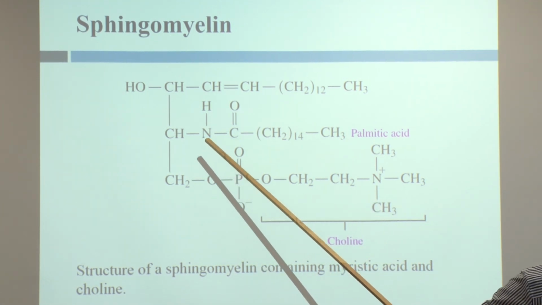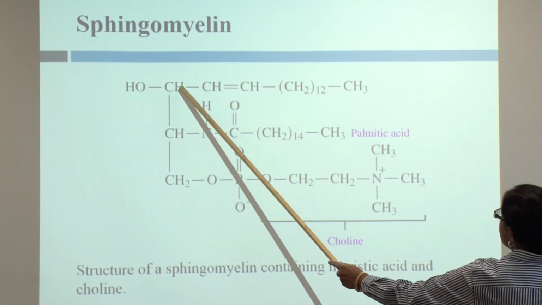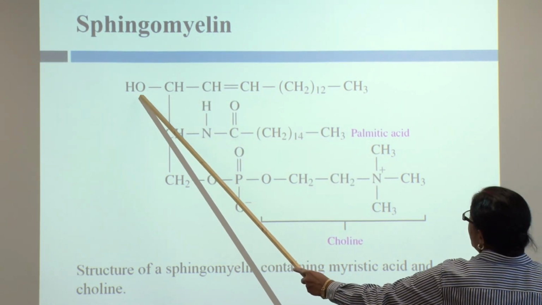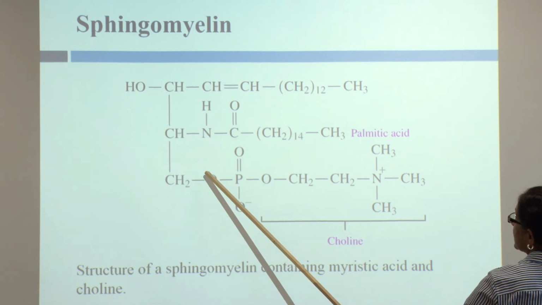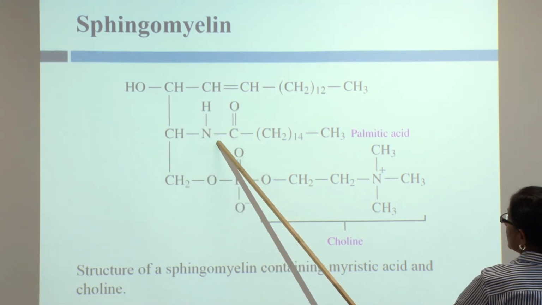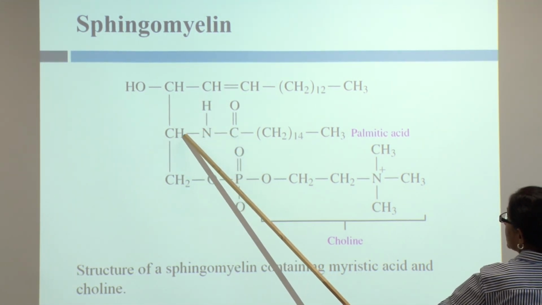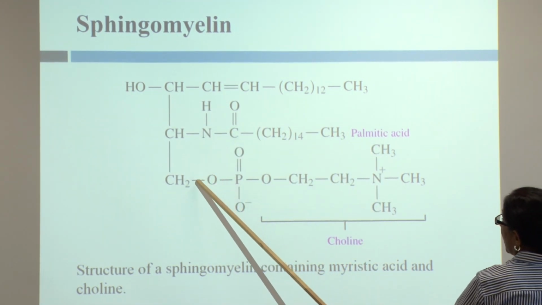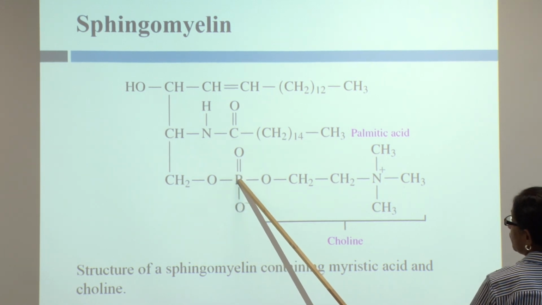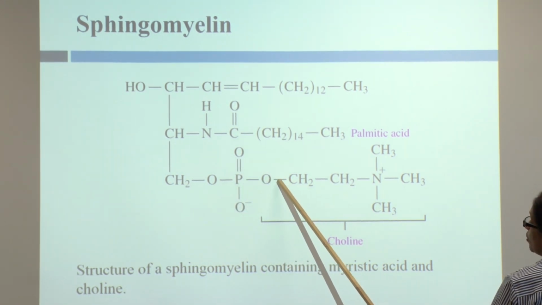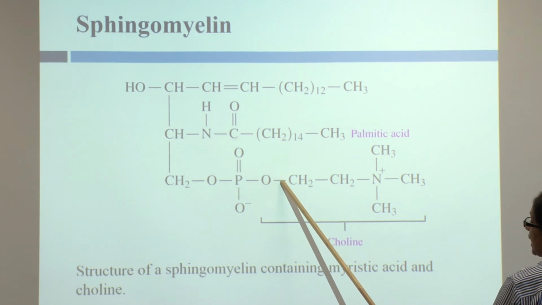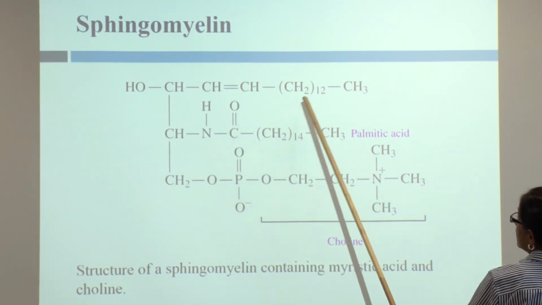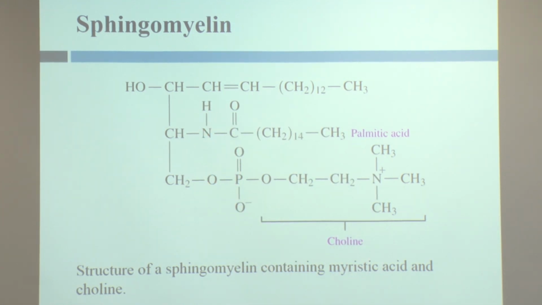So there is your sphingosine molecule. This is a part of the sphingosine molecule. The only bonds that we are seeing are an amide bond with the amino group in the sphingosine molecule connecting to the acid, a hydroxyl bond with the phosphoric acid, and the phosphoric acid forming an ester with the amino alcohol. So 1, 2, 3 bonds. This is a part of the sphingosine molecule.